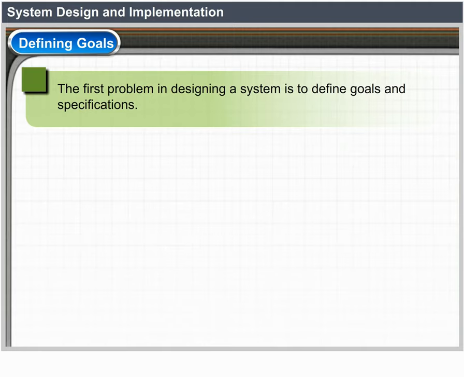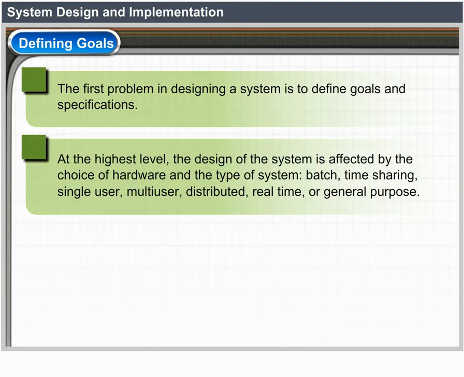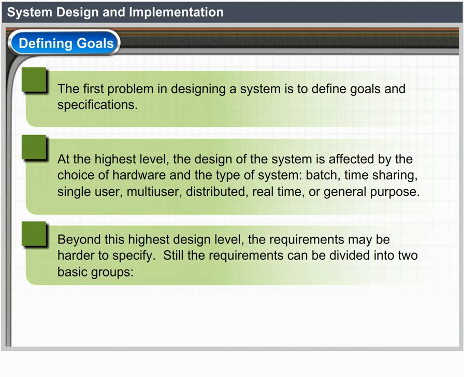At the highest level, the design of the system will be affected by the choice of hardware and the type of system: batch, time sharing, single user, multi-user, distributed, real-time, or general purpose. Beyond this highest design level, the requirements may be much harder to specify. The requirements can, however, be divided into two basic groups: user goals and system goals.